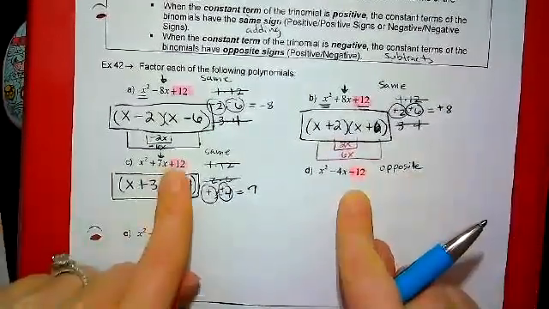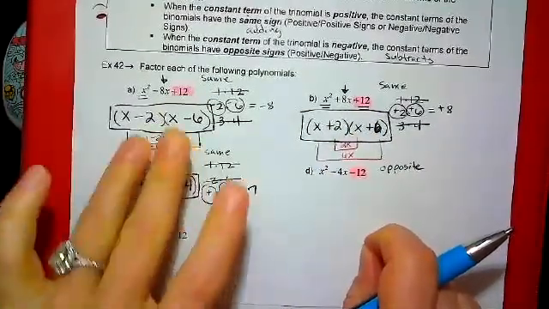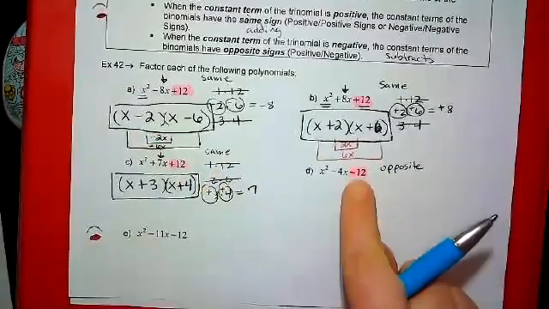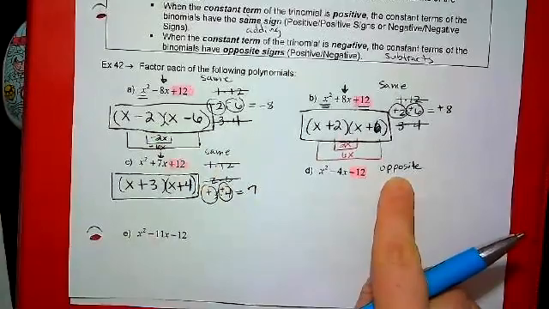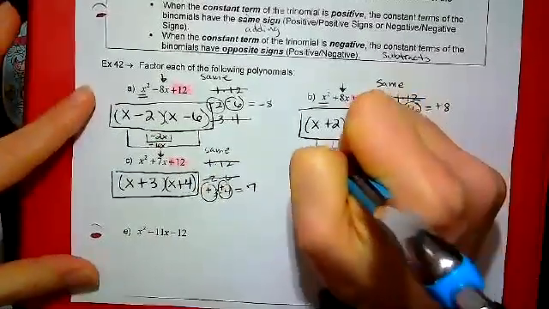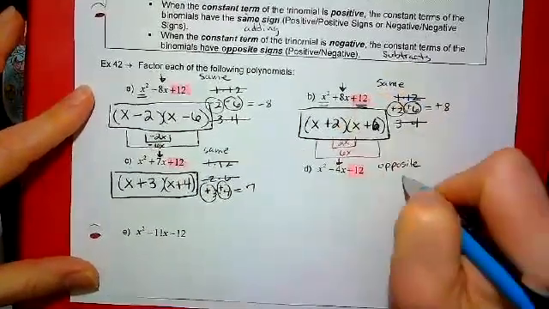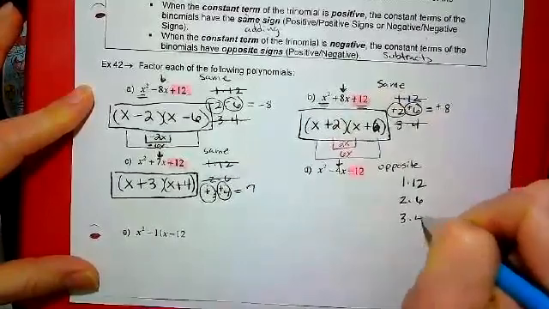So if your last term is positive, you're always using same signs. That means either two positives or two negatives. If your last term is negative, that means you're using opposite signs, which means you're actually subtracting the products to make the middle term. Okay, in this case, I'm going to make a -4. So let's list factors of 12. So 1 times 12, 2 times 6, and 3 times 4.